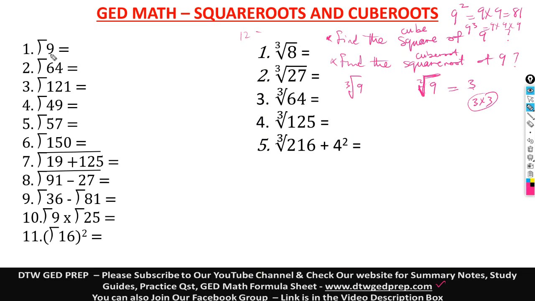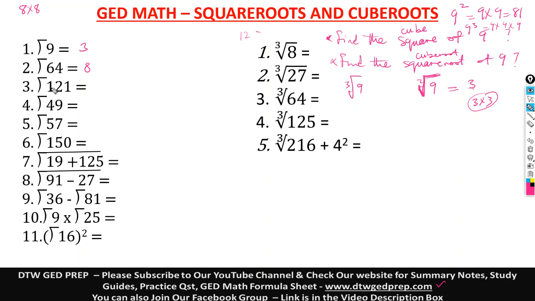So here, the square root of 9 is 3. Now, the next one is the square root of 64. What is the square root of 64? As I said, it's always going to be a smaller number. So we have to look for that number that, when we multiply it 2 times, gives us 64. And what is that number? That number is 8. When we multiply 8 2 times, it gives us 64.